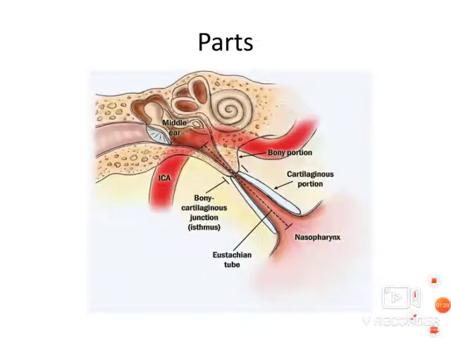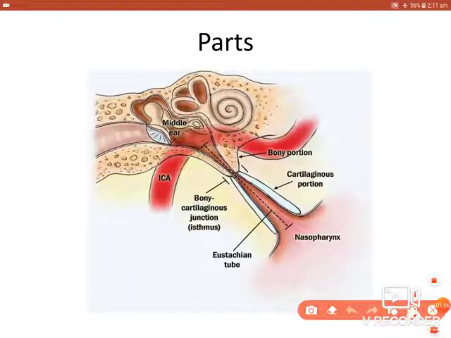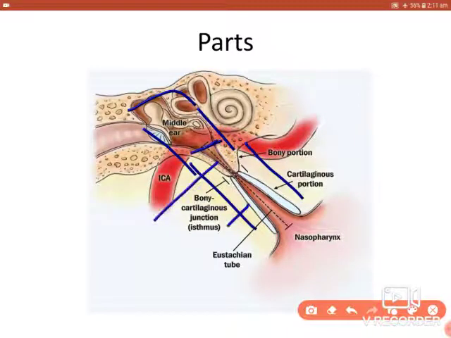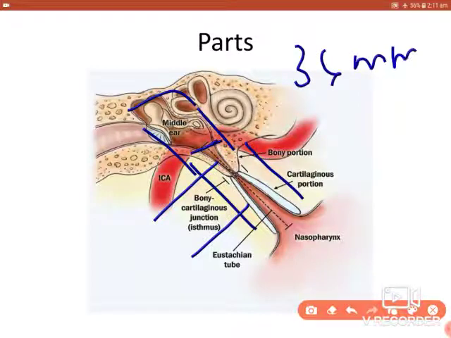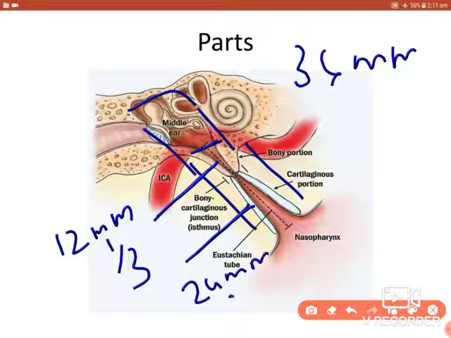Then the parts of this auditory tube. This is the middle ear. See, this is the anterior wall where you can see the auditory tube. It has a bony part and cartilaginous part. The total length is 36 millimeter. In that, the bony part contributes 12 millimeter and forms the lateral 1/3 of the auditory tube. The cartilaginous part length is 24 millimeter and forms the medial 2/3 of this auditory tube. Here, the junction between the bony and cartilaginous part is narrow and that part is called the isthmus.